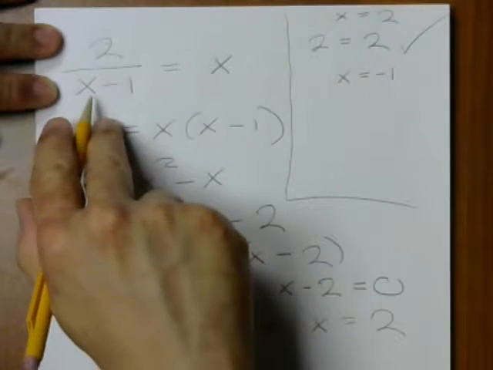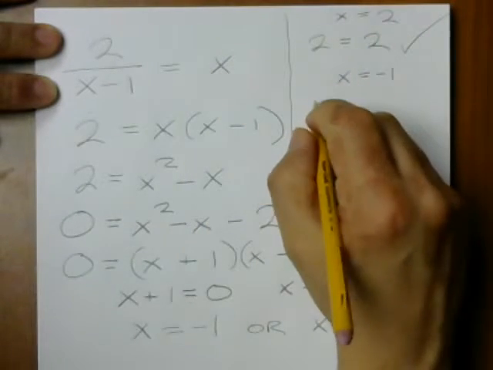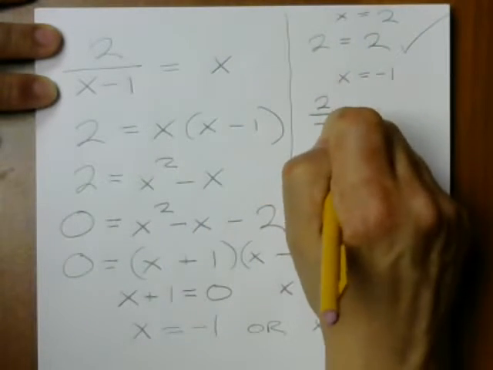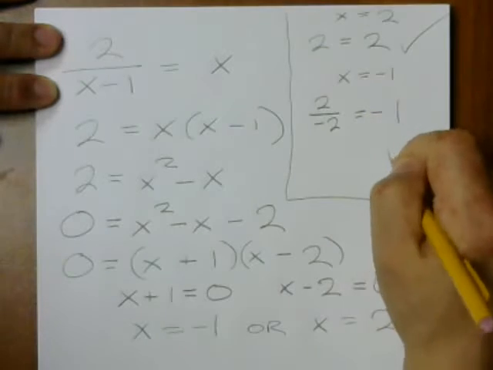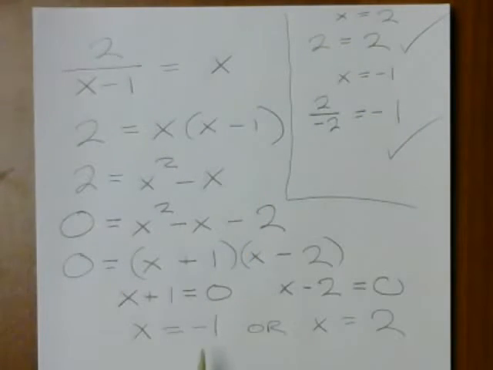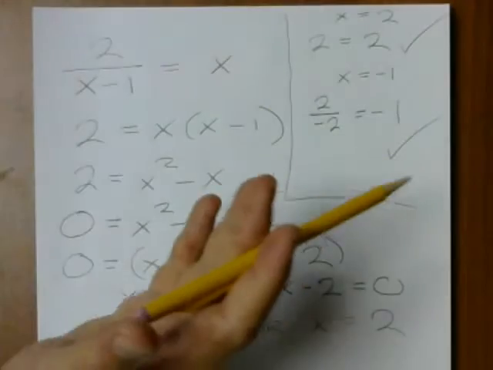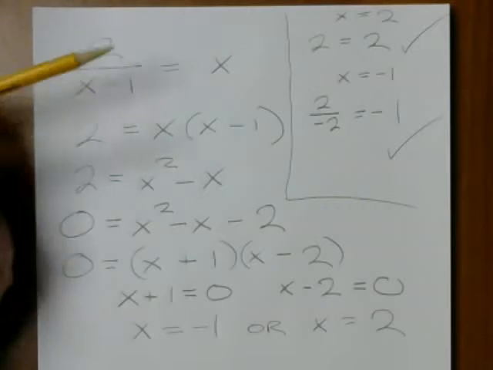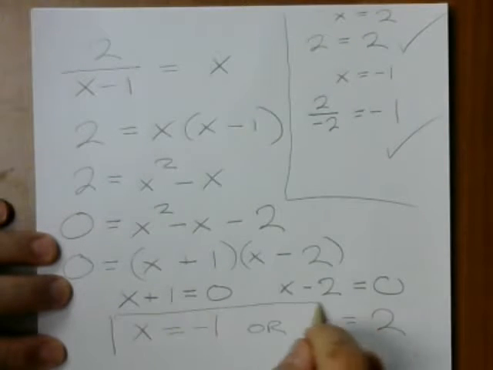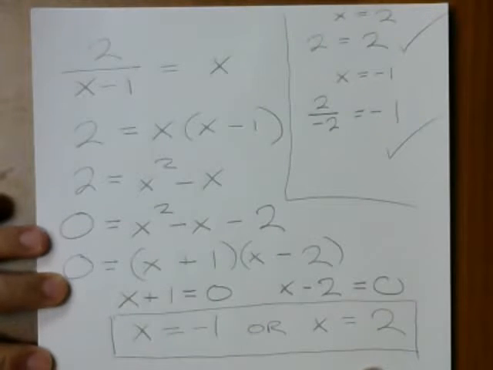Well, don't worry, this is not 0. Minus 1 minus 1 is minus 2. So we get 2 over minus 2 is equal to minus 1, which also works. So both of these answers are perfectly fine here. I wanted to do an example where we don't have to throw out anything. And this is such an example.